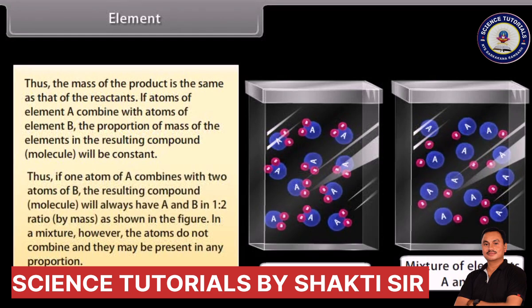Thus, if one atom of A combines with two atoms of B, the resulting compound molecule will always have A and B in 1:2 ratio by mass as shown in the figure. In a mixture, however, the atoms do not combine and they may be present in any proportion.